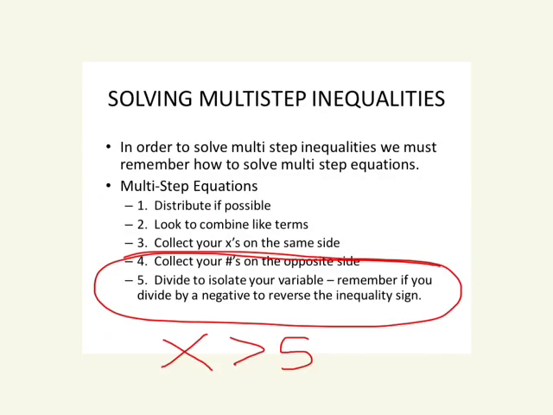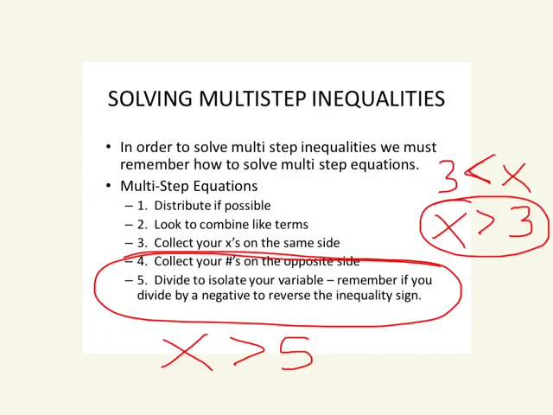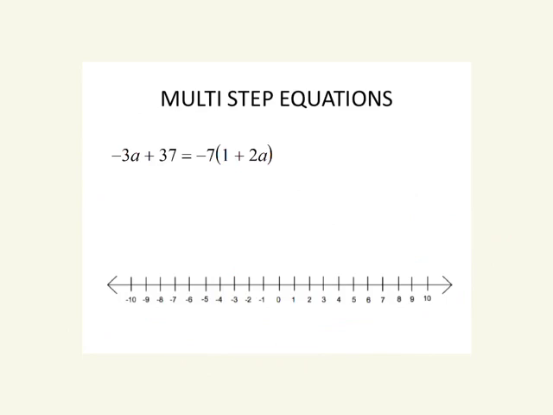So if my answer is, say, 3 is less than x, then I want to rewrite that so the x is on the left, the number's on the right, and now I don't want to upset the alligator since the alligator's eating the x. I want to make sure that the alligator is still going to eat the x, and we want to write them like that.